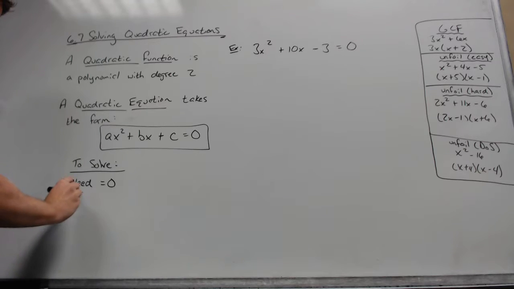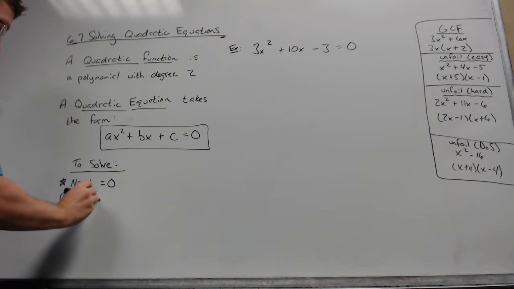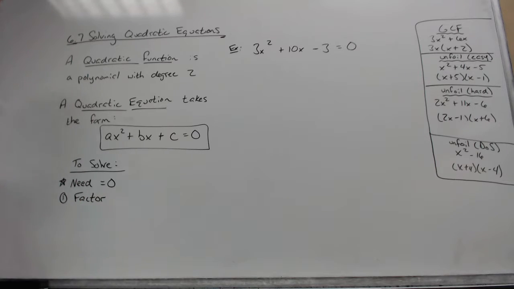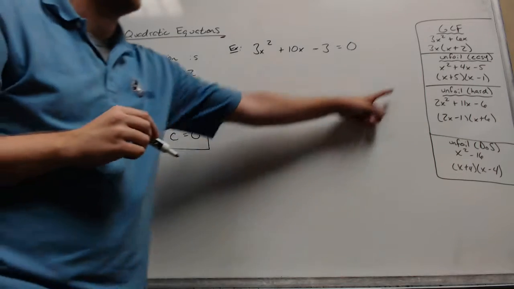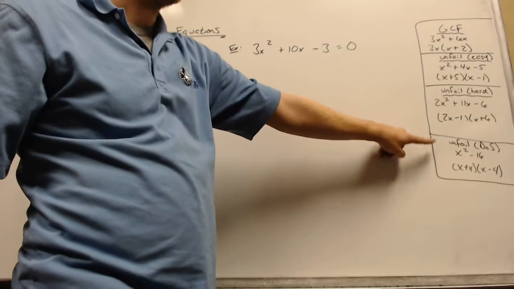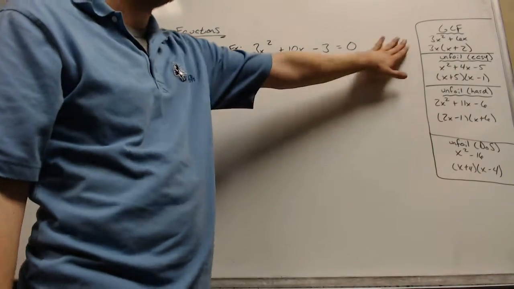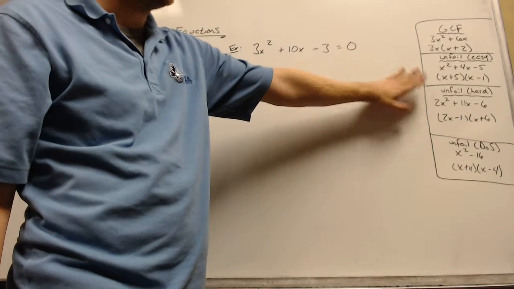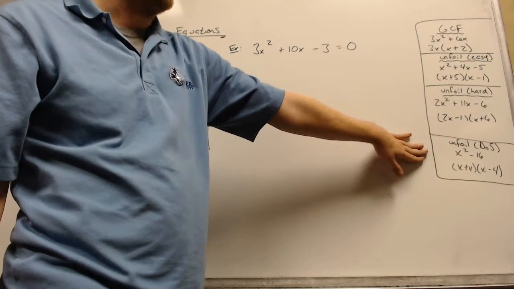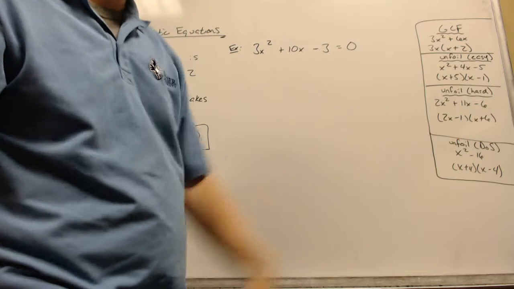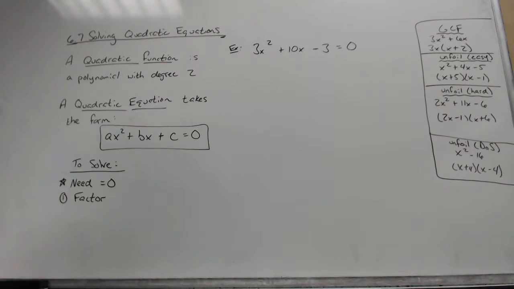We're going to factor the polynomial. So I left this up over here, which is just a reminder of the 4 different ways to factor, but essentially remember it's just 2: GCF, unfoiling easy, unfoiling hard, or unfoiling with a difference of squares. So there are some examples you can look at just as a reminder of those different types of factoring.